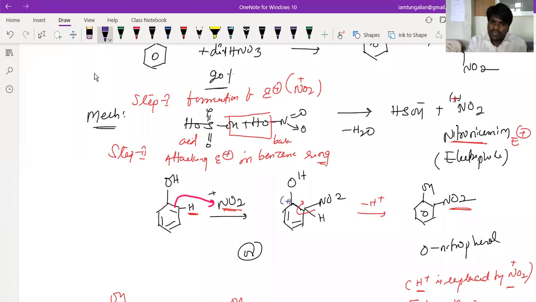How has this positive charge been nullified? Here H plus has been removed, beta. This sigma bond is converted into pi bond, and this H plus will be removed, beta. This will be abstracted by HSO4 minus, and loss of sulfuric acid will take place, beta. This HSO4 minus will abstract this, and a loss of H2SO4 will be obtained. That will lead to the formation of ortho-nitrophenol.